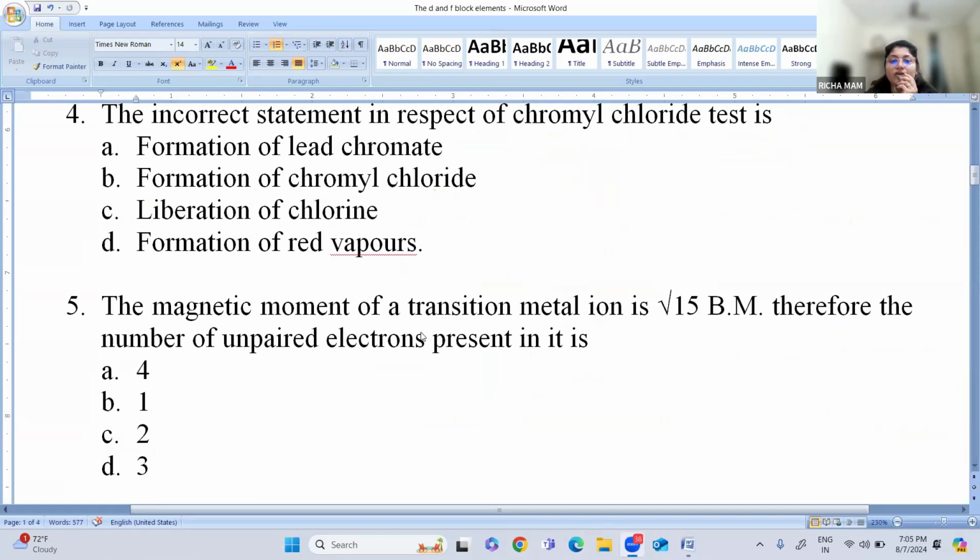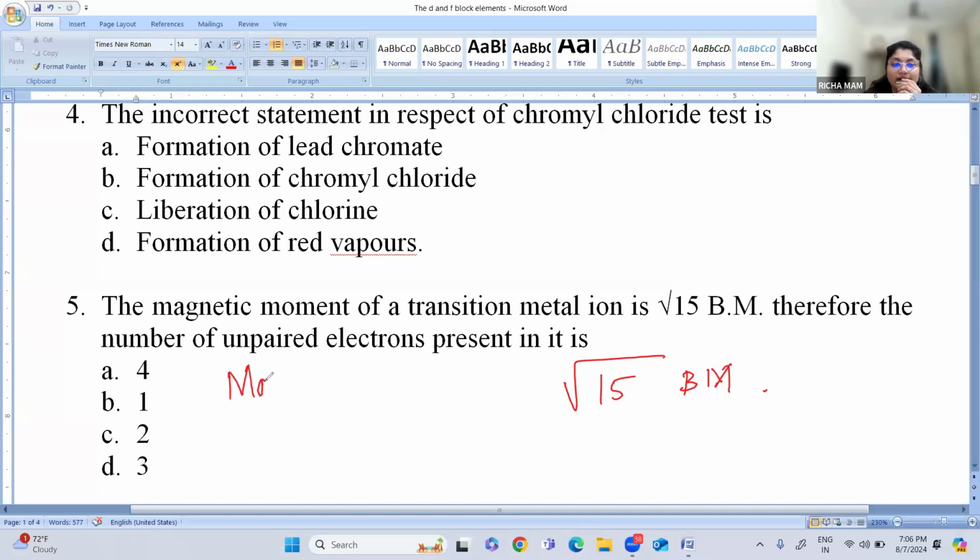The magnetic moment of a transition metal ion is square root of 15 BM. BM is Bohr magneton. Therefore, the number of unpaired electrons present in it is? This is very important. Magnetic moment questions of this type are very important. They have asked how many unpaired electrons are present in it. So this is a reverse question.